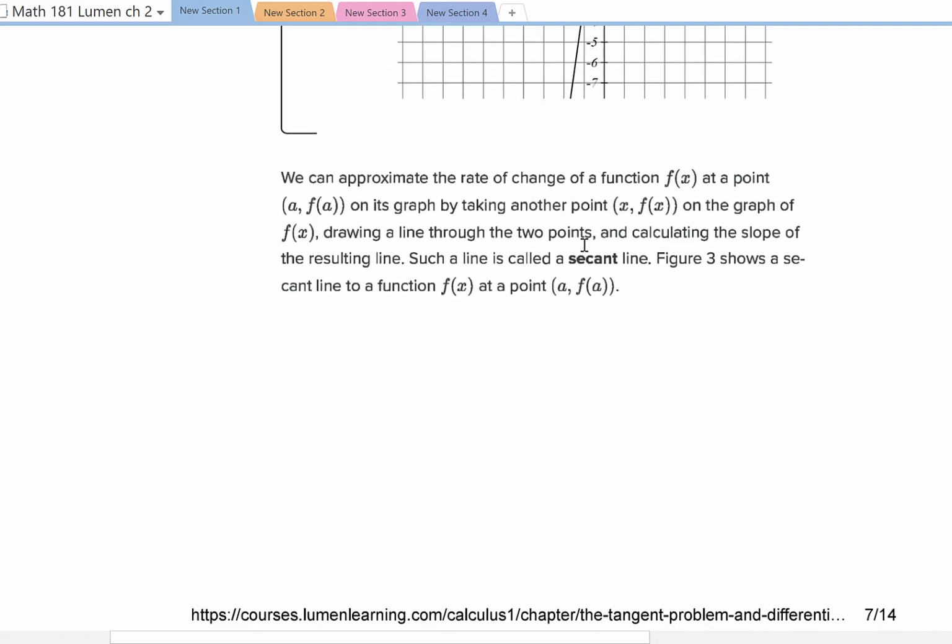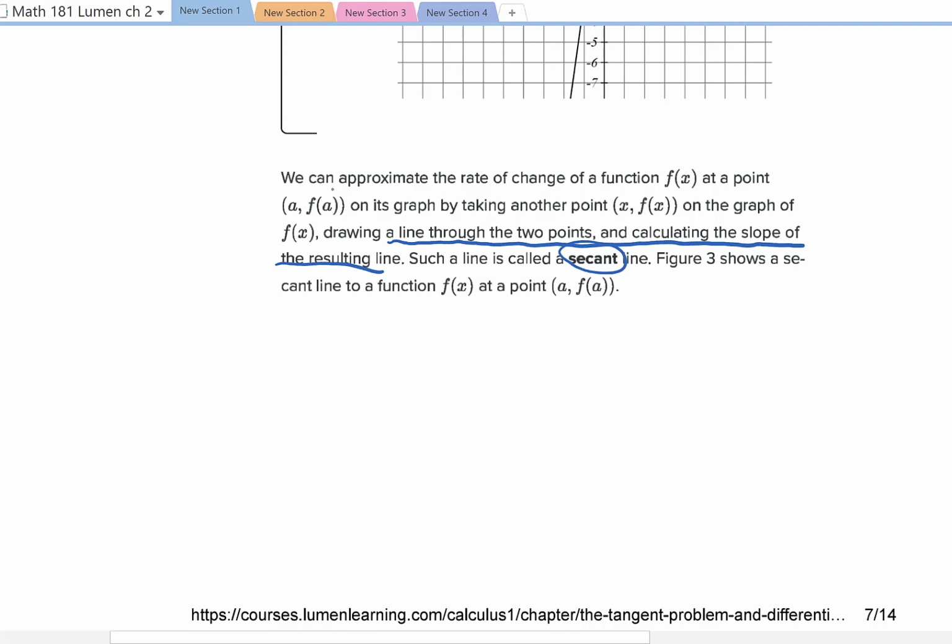So as I said earlier, we could try to estimate what that rate of change might be by looking at 2 points that are on that curve. Now that's not going to be perfect. That's what we call the secant line. So a secant line is a line through 2 points, and calculating the slope of the resulting line is what we can do. That's called a secant line, a line through 2 points on a curve.